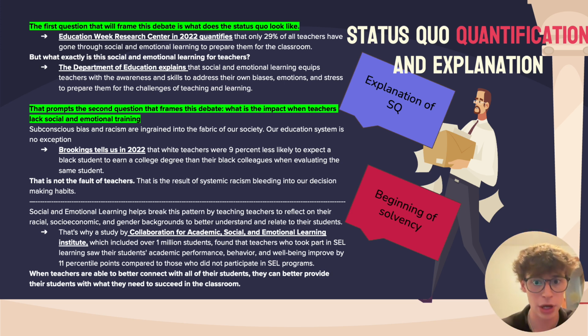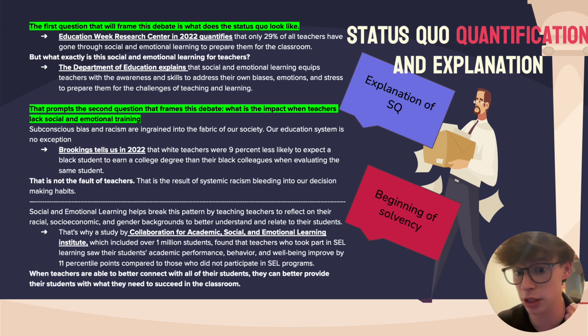All right, so we can see with the quantification here, Education Week Research Center in 2022 quantifies that only 29% of teachers have gone through social and emotional learning. But what exactly is this social and emotional learning for teachers? The Department of Education explains that social and emotional learning equips teachers, blah, blah, blah. This was a quick quantification and explanation of what is social and emotional learning, and we're lacking it, right? That number is telling me we're lacking social and emotional learning.